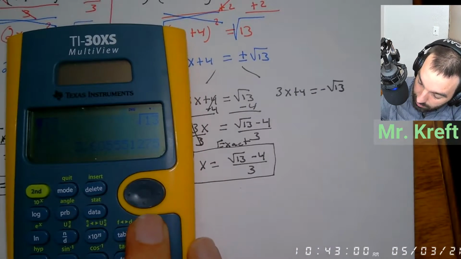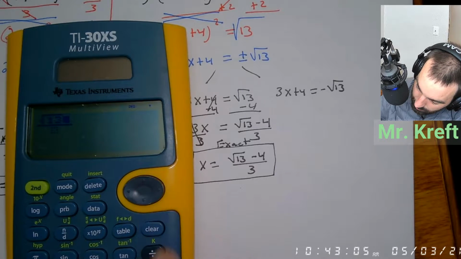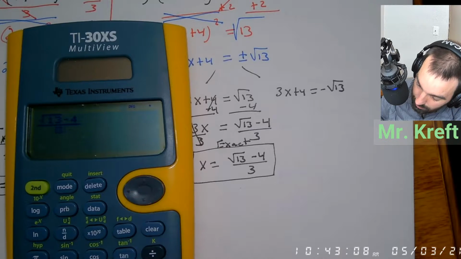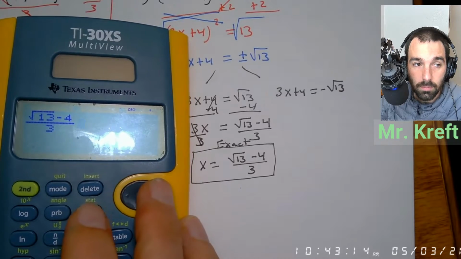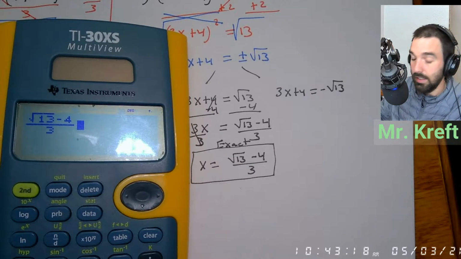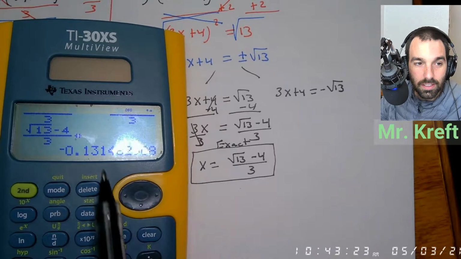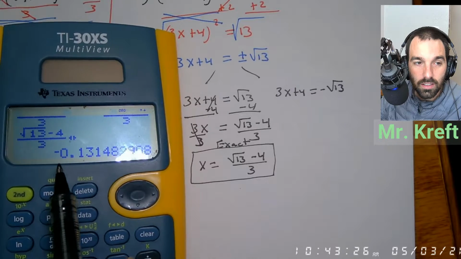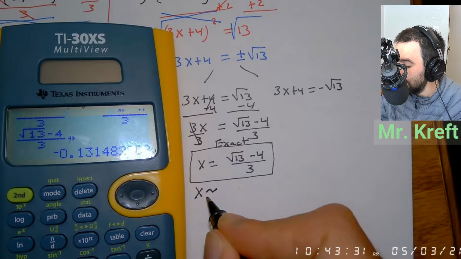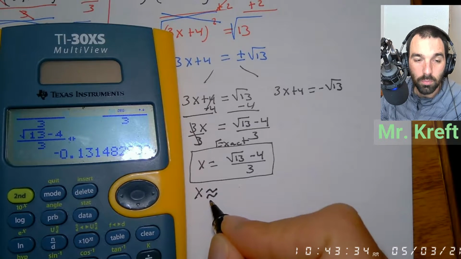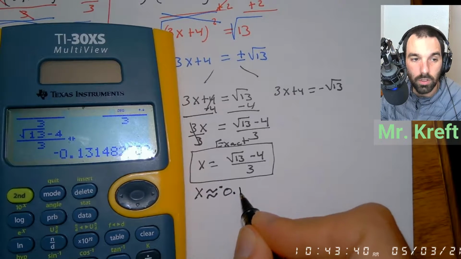If you try to type this into a calculator, and this is what we're going to be talking about today, I have square root of 13, and then that minus 4, all over 3. The cool thing about calculators, or Desmos if you don't have a calculator, is that this is the exact answer. That's what I have written here. If I hit enter, it's going to give me an approximation. So what I'm going to write here is x, and then I'm going to make my equal sign kind of squiggly. That means approximate. So x equals approximately negative 0.131.